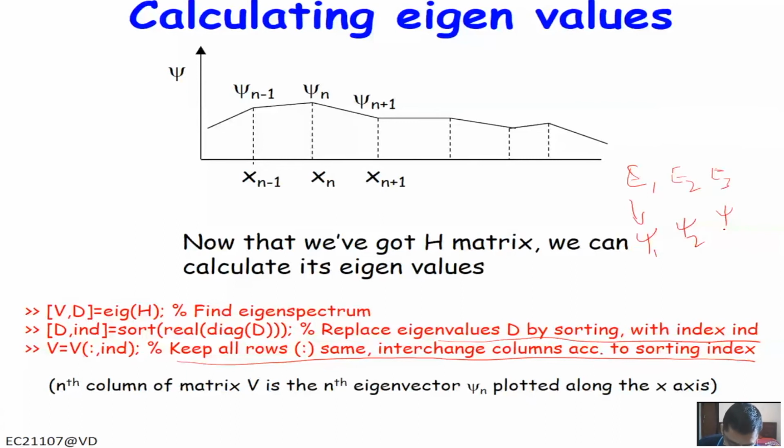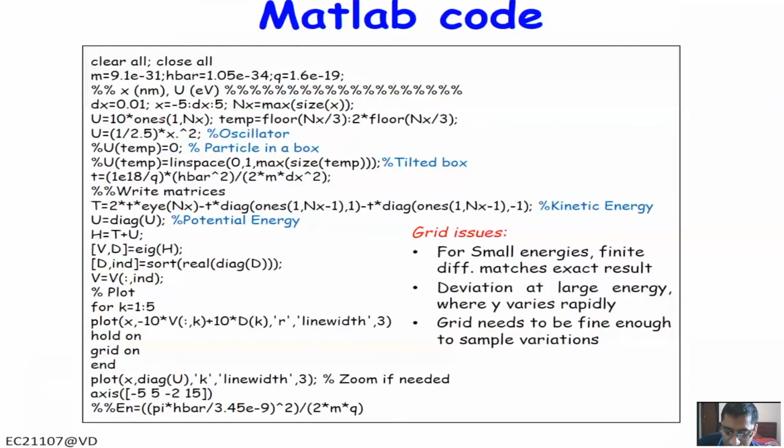Now there should be code here also. So this is the code. So again, m, h bar, q. Now dx I assume 0.01, x is -5 to 25, and nx is the size. So nx is the number of grid points, right? So first I space it in terms of dx, and then I calculate the number of grid points.